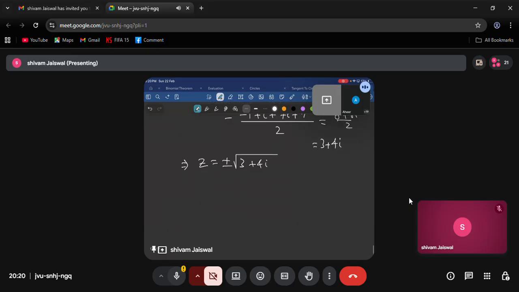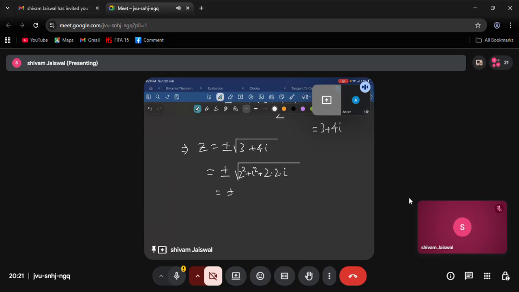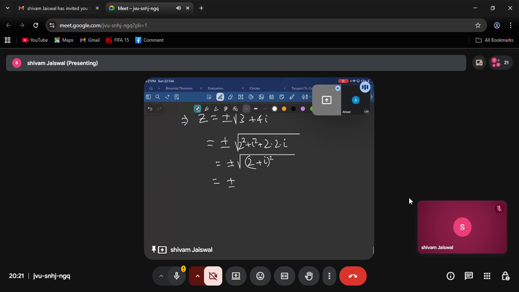Let us start making it a perfect square. Plus minus root over 2 into 2 iota into 1. Or it can be written as 2 into 2 into iota. So it is 2 square plus iota square, plus 2 into 2 into iota. This will be equal to plus minus square root of (2 + iota) whole square. This will be equal to plus (2 + iota) and minus (2 + iota).